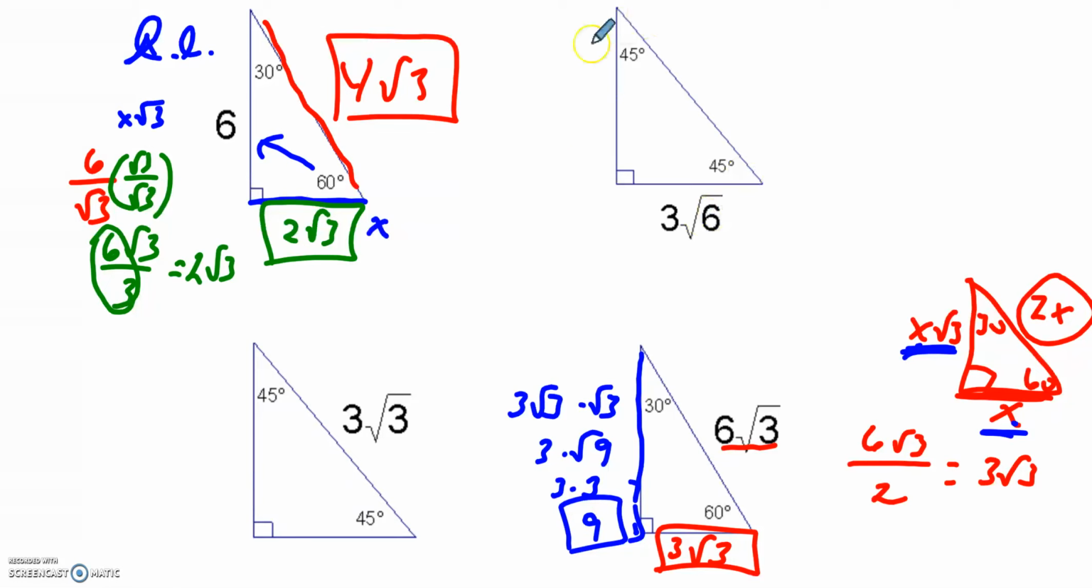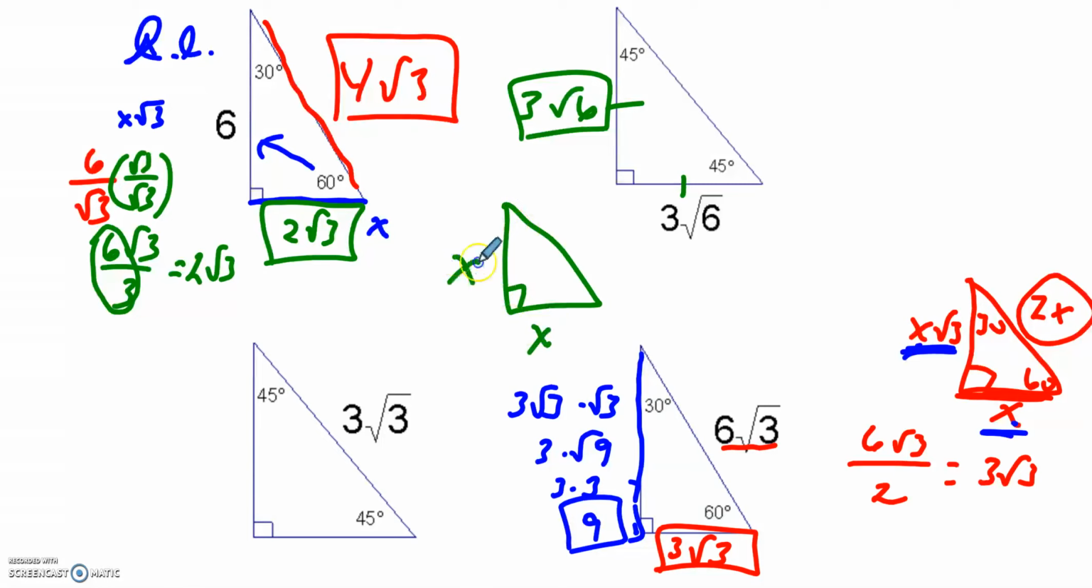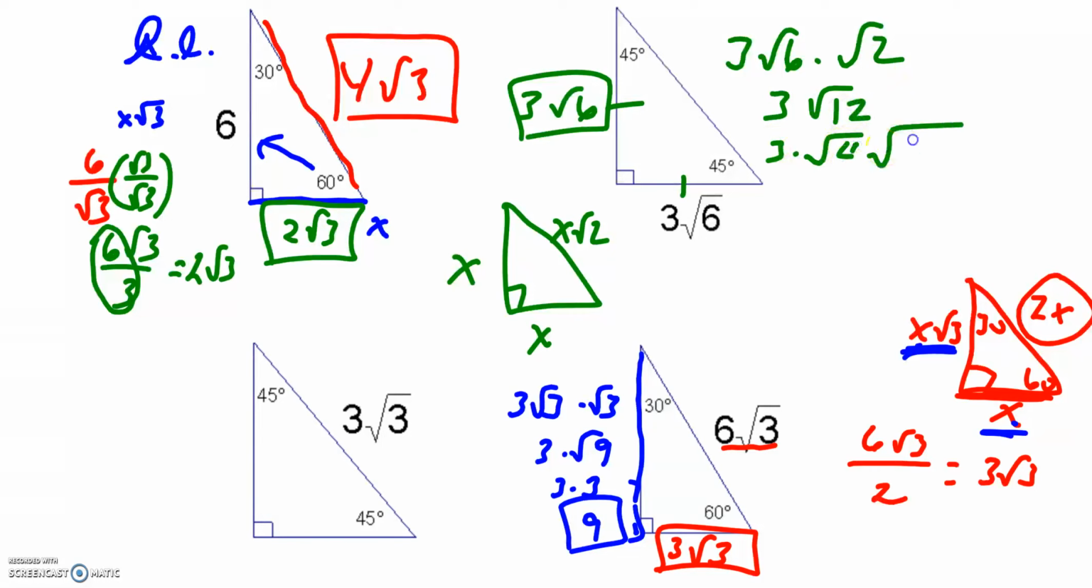If I look at this 45, 45, 90 triangle, 45, 45 implies that the legs are congruent, so this is also 3 root 6. And if I want to get my hypotenuse, the 45, 45, 90 triangle is x, x, x root 2. So this side is root 2 larger than what I have now. So I take 3 root 6 and multiply that by root 2. I would get 3 root 12, because these are kind of like terms. I would then take root 12 and split that into 4 times 3. So that would be 3 times 2 root 3, or 6 root 3. So your hypotenuse is 6 root 3.